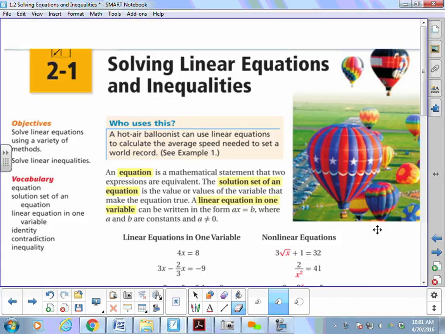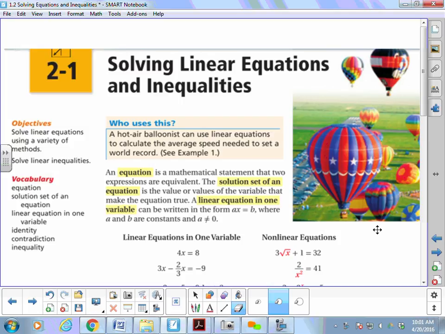So solving linear equations and inequalities, we can do all of these on our calculator. Every single one of these can be done on your calculator. If it says solve an equation, usually with one variable, I could do it on my calculator if I needed to. Well, we shouldn't need to, but okay.